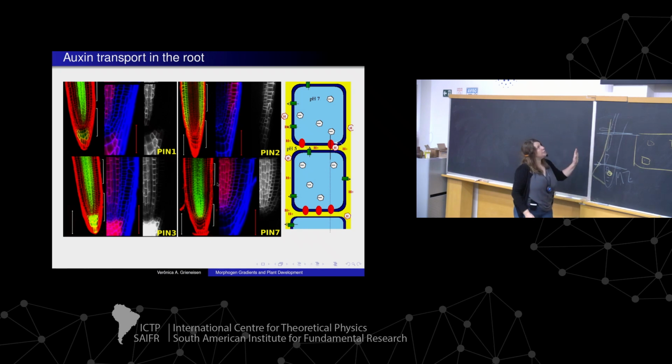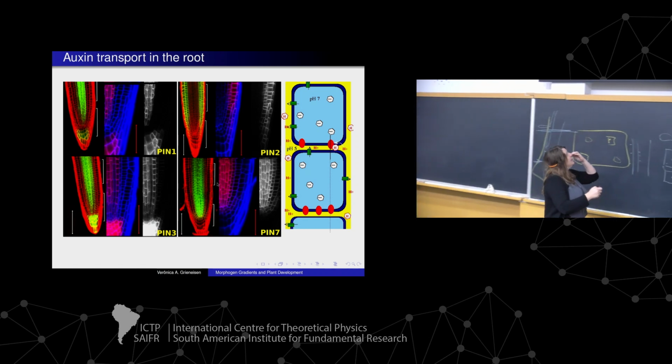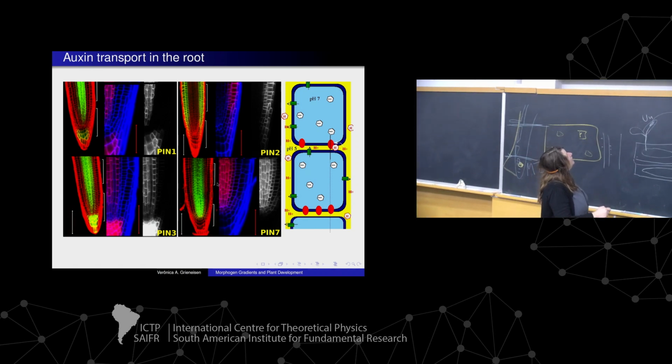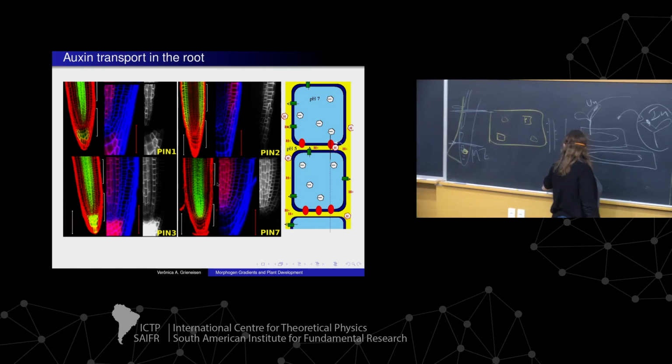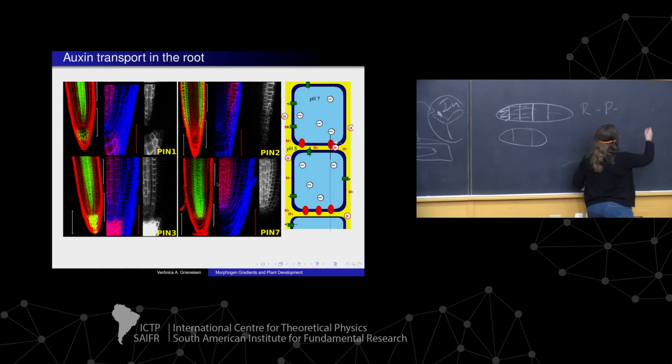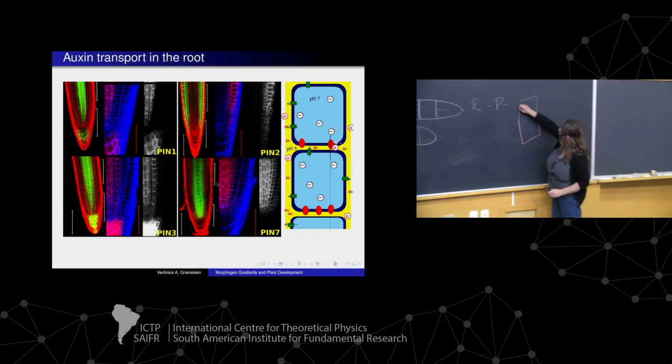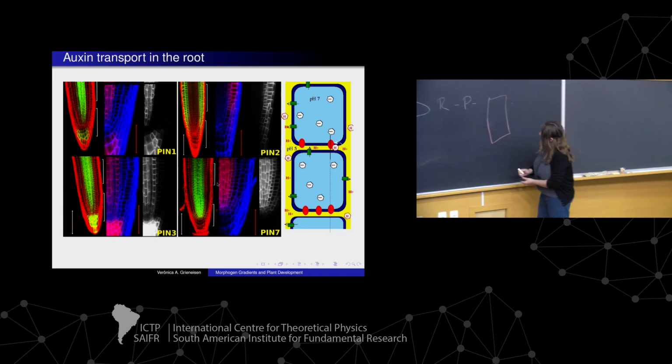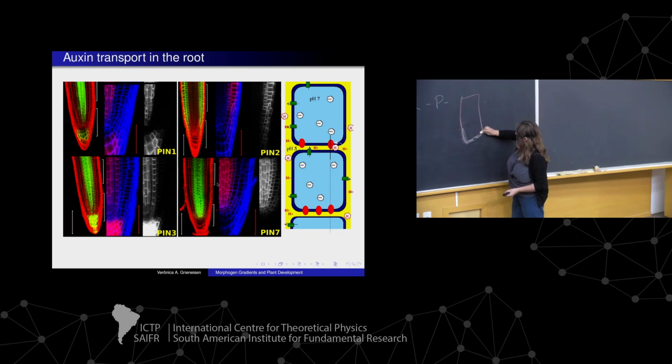But they also knew that there was some transport. Yeah? And so these things in green here, they are proteins which stay at the edge of the cell. So if you have a cell, you might have here in a different color some proteins, and there would be like pumps, yeah? And they would be able to take the auxin, which is in the cell, and pump it out.